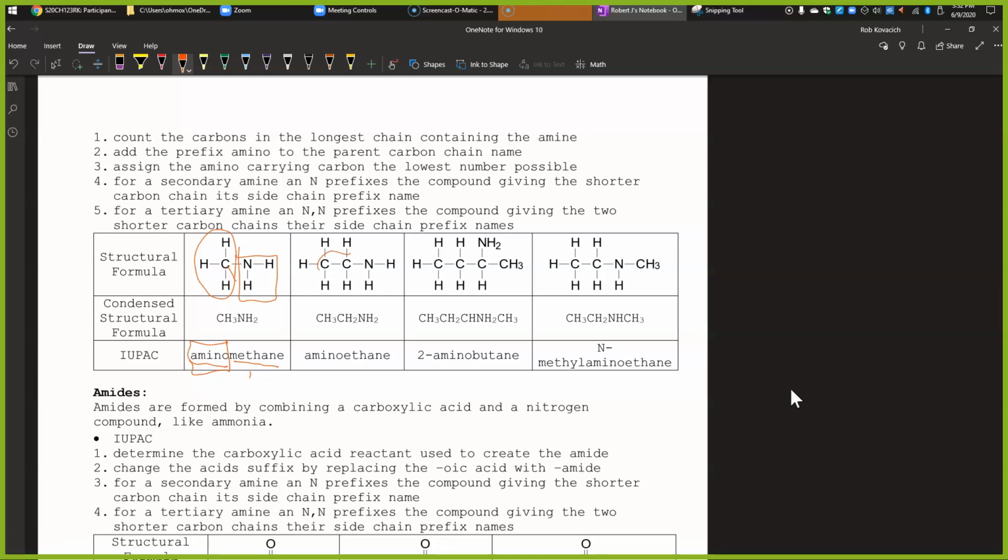This is a 2 carbon molecule, so I'm going to just call this ethane, and what's attached to my 2 carbon molecule? An amino group, meaning a nitrogen with H's on it. This one is 2-aminobutane because I've got 1, 2, 3, 4 carbons, and on carbon number 2, there's an amine group. And then the last one, I've got aminoethane plus, on my nitrogen, I have a methyl group attached to it. So I have to designate the fact that the nitrogen has an extra methyl group on it plus it's attached to this ethane group.